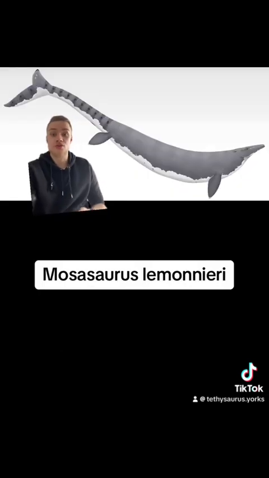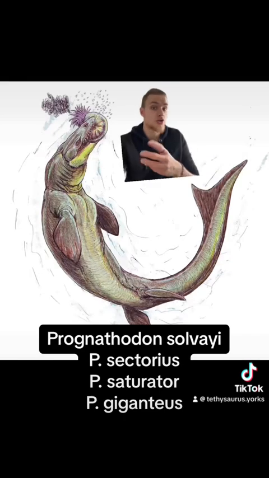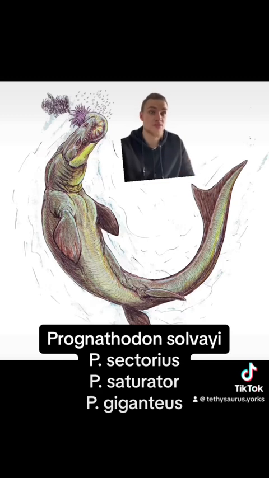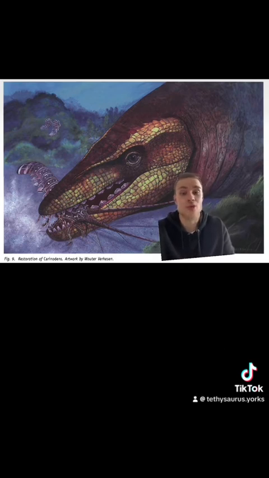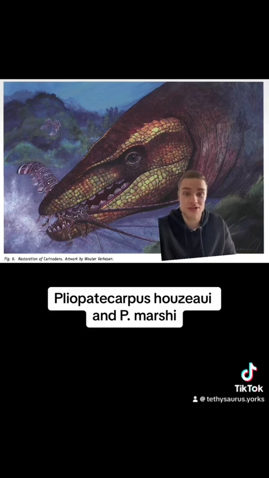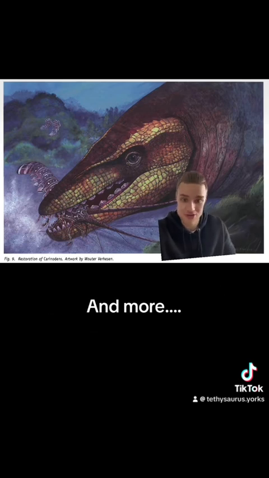And of course, Hainosaurus bernardi, alongside living with Mosasaurus hoffmanni, lived alongside Mosasaurus lemonnieri. A couple of species of Prognathodon, which seem to be the most speciose mosasaur in this region, and other mosasaurs such as this little crushing mosasaur that was only about 2 meters long, Carinodens, along with Globidens, a larger crushing mosasaur, Plioplatecarpus, a fast-moving plioplatecarpine, and so many others.